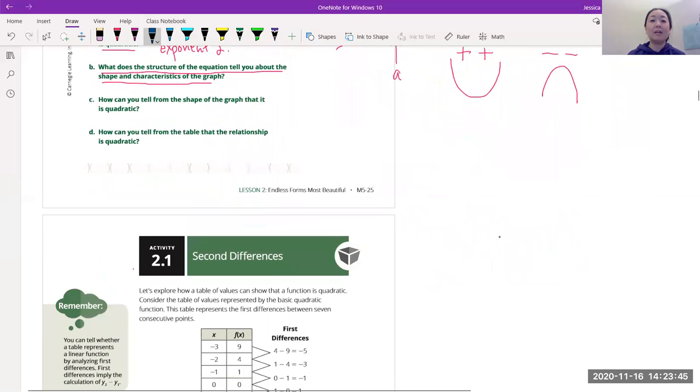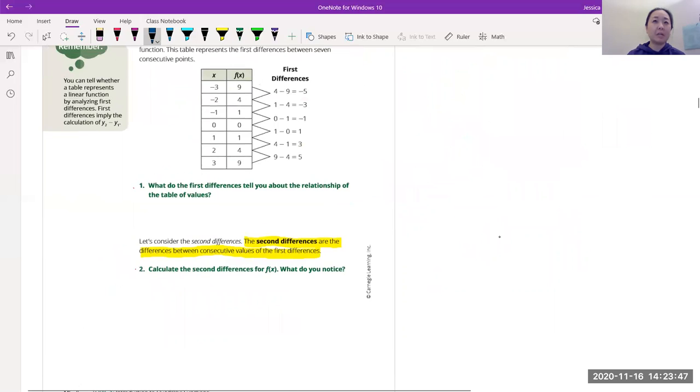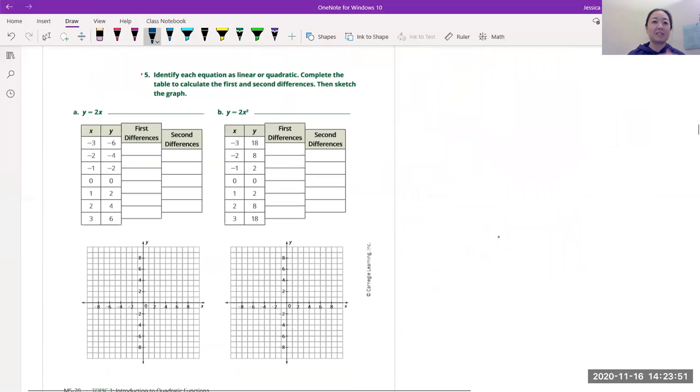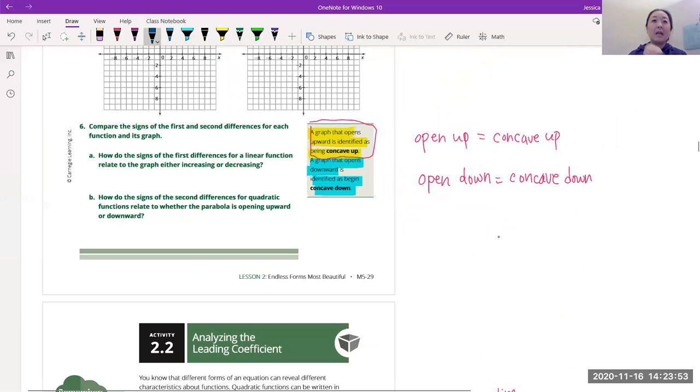All right, and so we are going to be talking about significant differences, but not right now. We're going to skip this part. Okay, and then one thing here that once you get your book that you can highlight is another way to say open up is concave up, right? Because concavity doesn't have anything to do with your teeth. It has everything to do with your open up and open down. So another word, this is concavity.